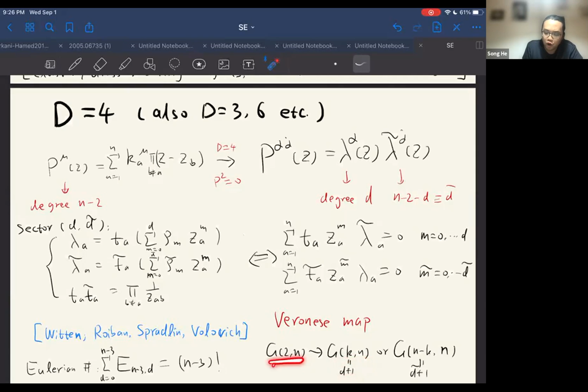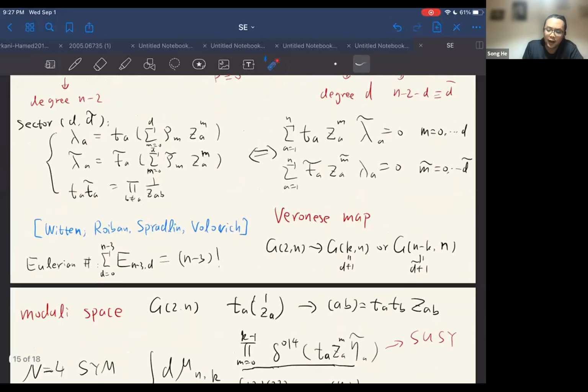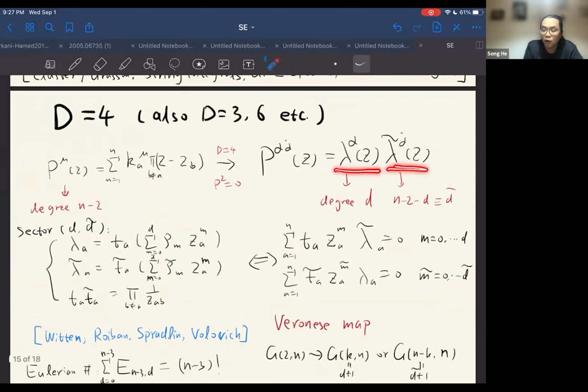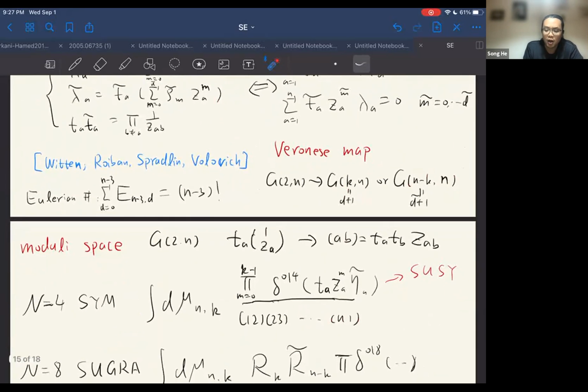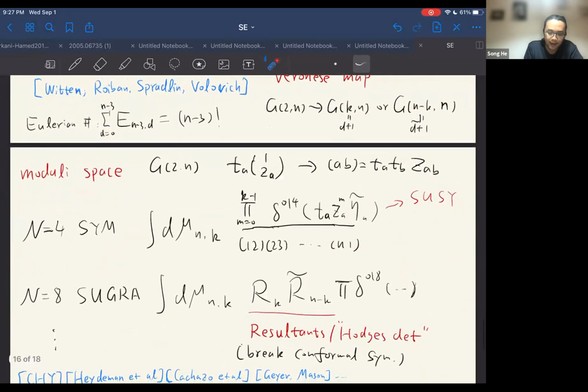Why I'm talking about G2n here is because the moduli space now is not only the Riemann sphere, but you also have these little group variables t. That's the difference between 4 dimensions and general dimension. Now you start to talk about your spinor variables, which have this t variable in them. So combining the Riemann sphere with this t variable, you get G2n, the two-planes in n dimensions.